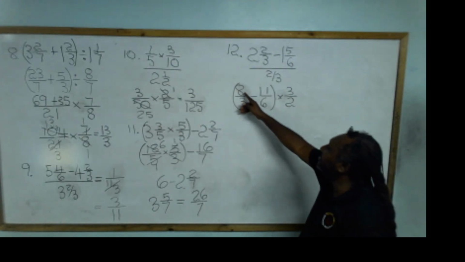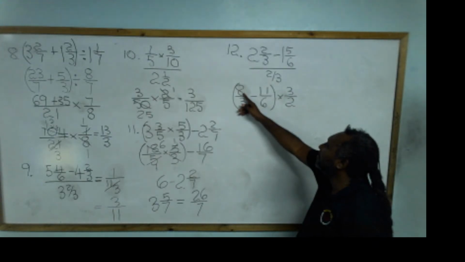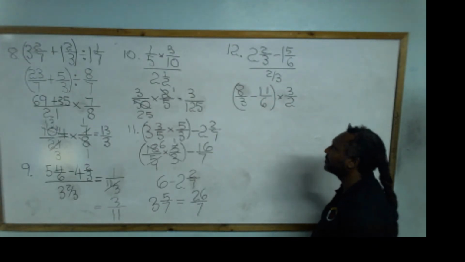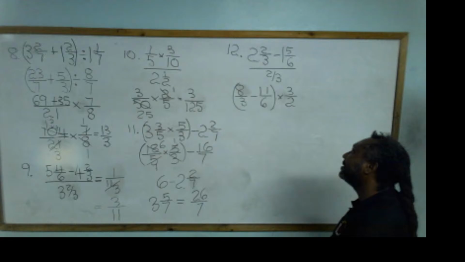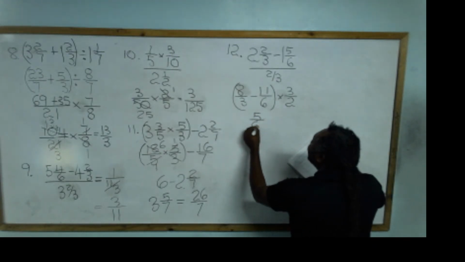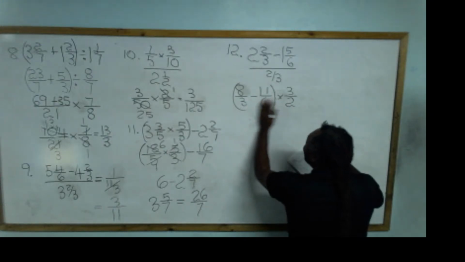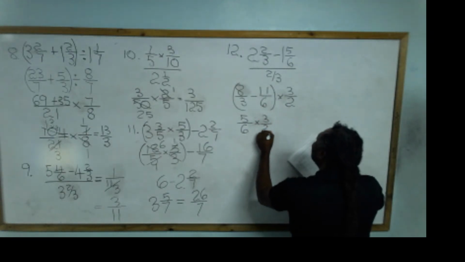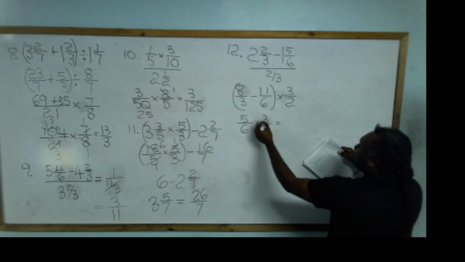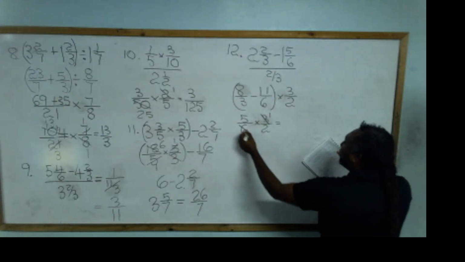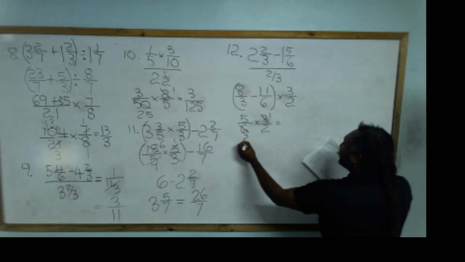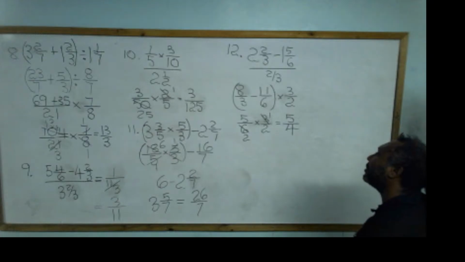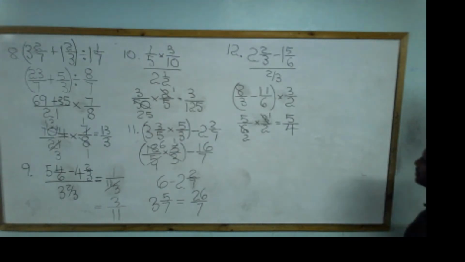So it is 16 over 6 minus 11 over 6. And 16 minus 11, so we're going to have 5 over 6 multiplied by 3 over 2. And that's what? Over 4. Verify that with me, students. That's 5 over 4.